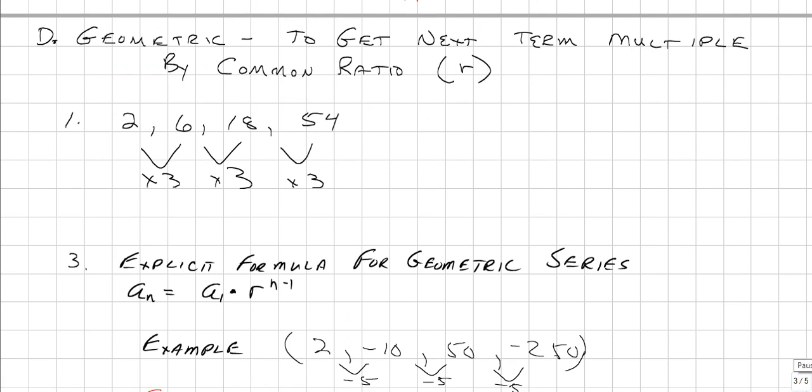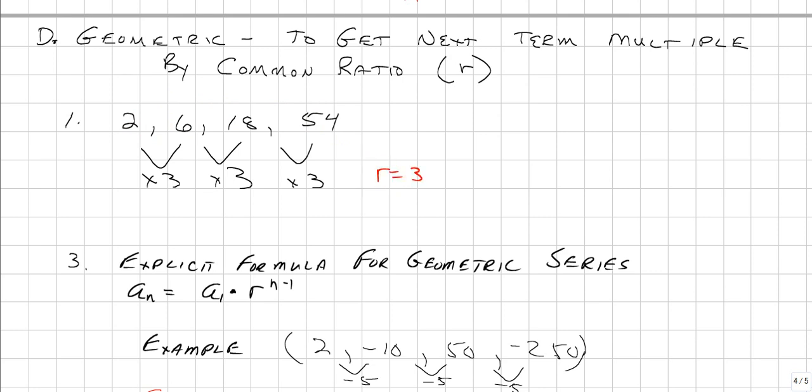Okay, now let's move on to geometric sequences. Now, geometric is a situation where to get the next term, we need to multiply the previous term by some common ratio r. An example would be this sequence here, 2, 6, 18, 54. As you can see, to get the next term, I've multiplied by 3. Then I multiply the 6 by 3, then the 18 by 3. So here, the common ratio r is going to be equal to 3.